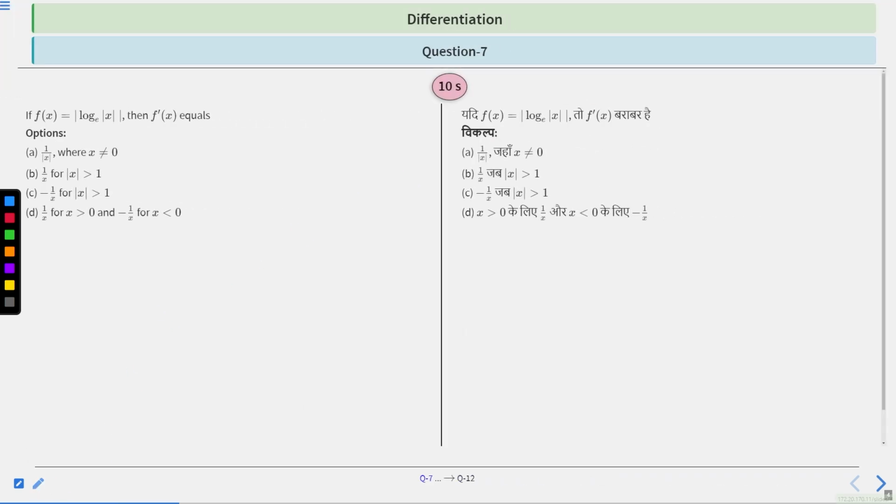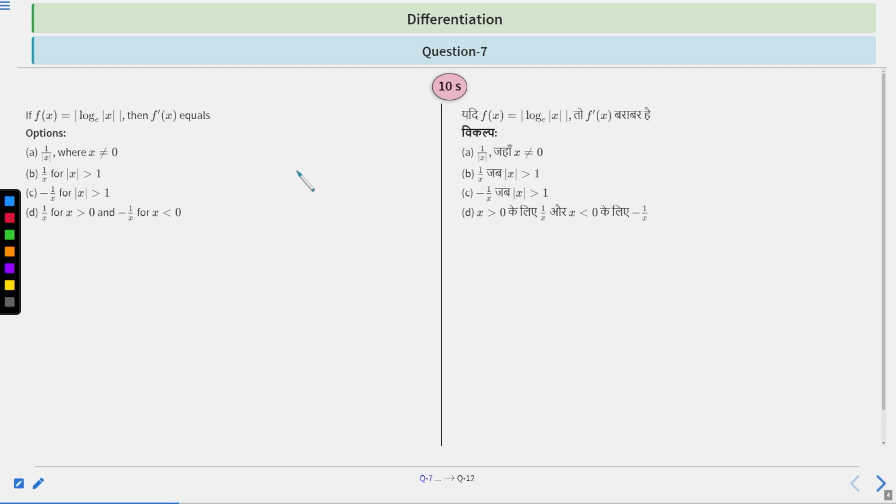So let's start with question number 7, which says if f(x) equal to mod of log e mod x, then f dash x equal to. The hint of this question is first we will break f(x) as a piecewise function, right? Mod x, that is absolute value function, works as mod x equal to x when x greater than 0 and minus x when x less than 0, right? So we can break mod log e mod x as piecewise function, right? After that, we can take derivative of this.